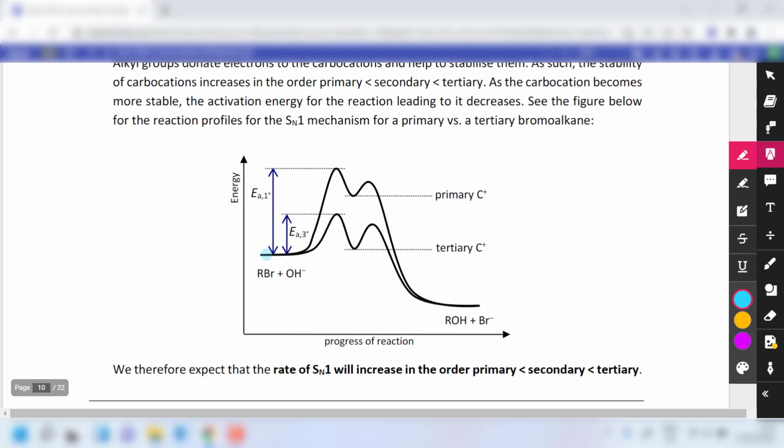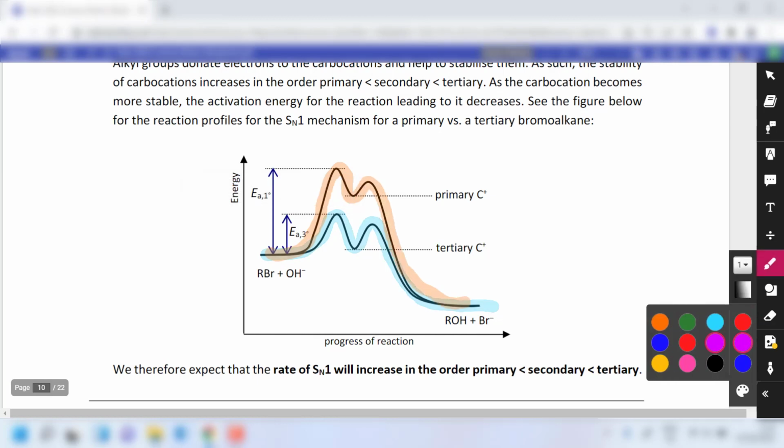Okay, so for the tertiary one, I will just represent it like this. Okay, and then for the primary one, maybe like this. Okay, so here in case you are wondering, we are making an assumption here. So the assumption we are making is that for a primary and tertiary bromoalkane, we are assuming that they have relatively similar energy at the start, and of course for the alcohols, we have relatively similar energy as well.